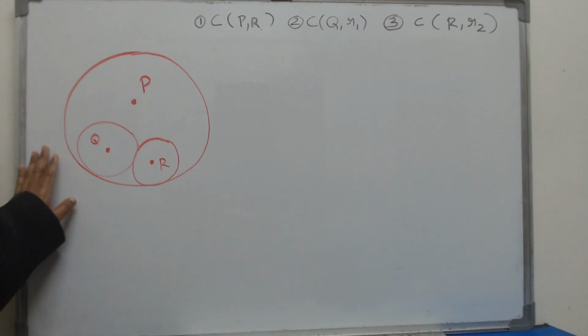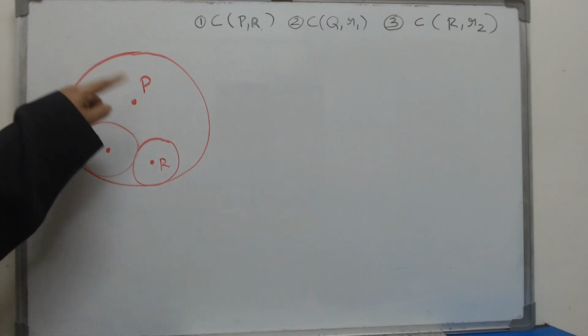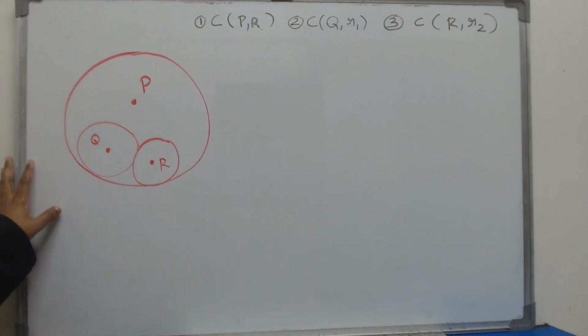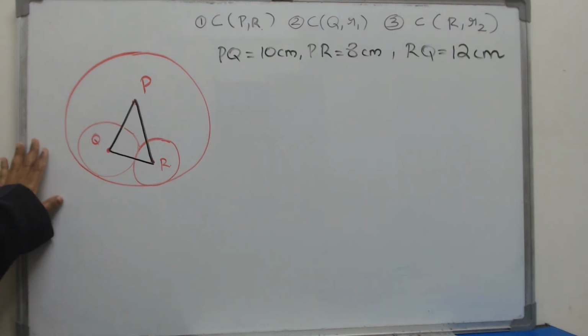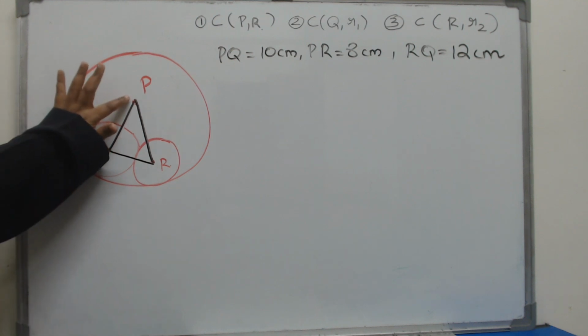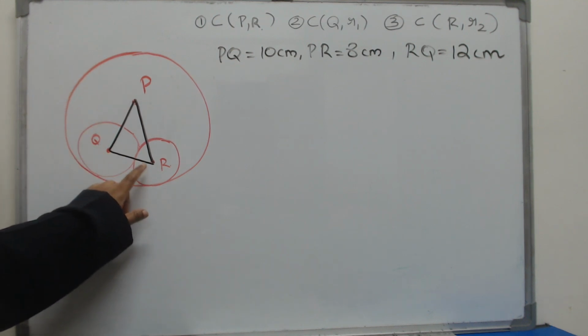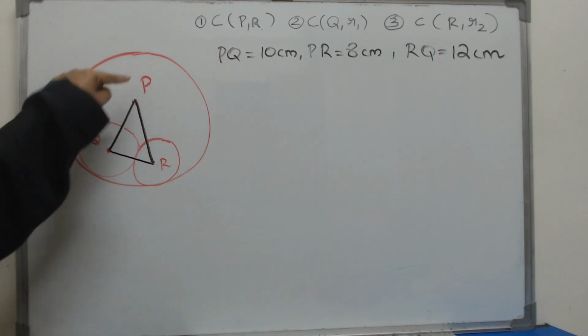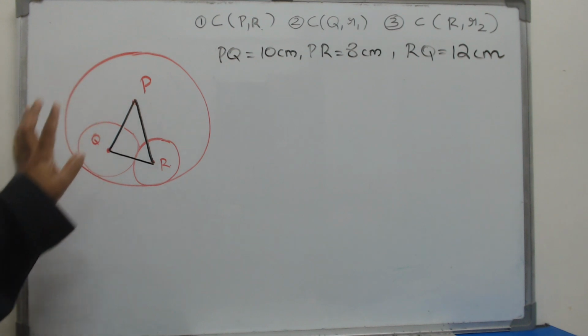Here we have a very interesting question based on circles. We are given 3 circles, one big circle and 2 small circles. We do not know the radii of any one of these circles, but what is given? The measure of the sides of a triangle formed with these 3 centers as its vertices is given. The measurement of these 3 line segments is given.